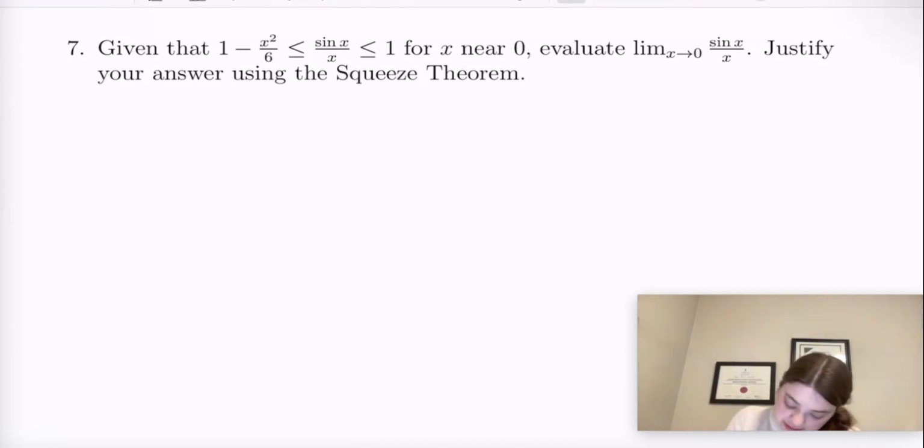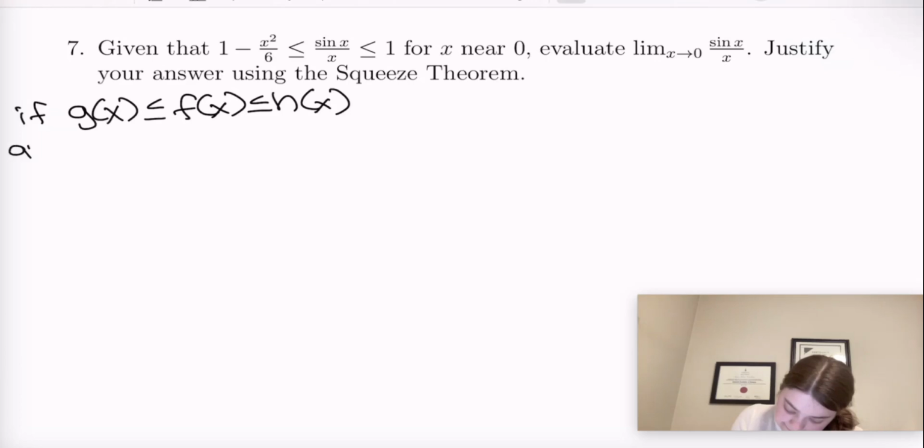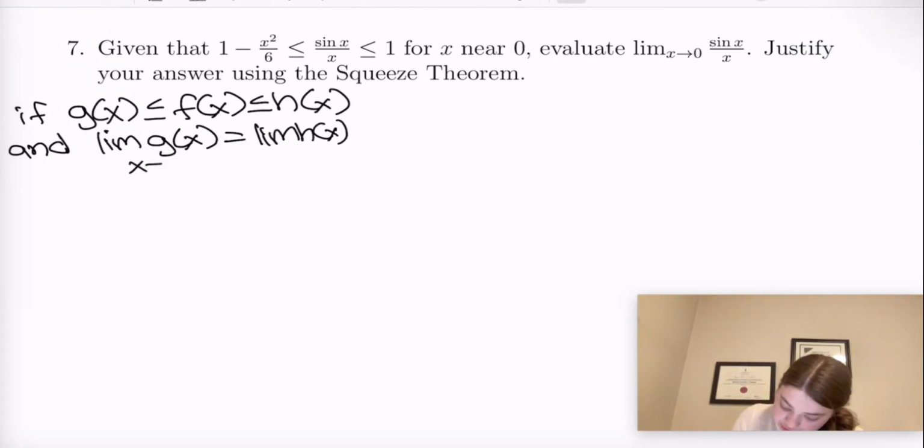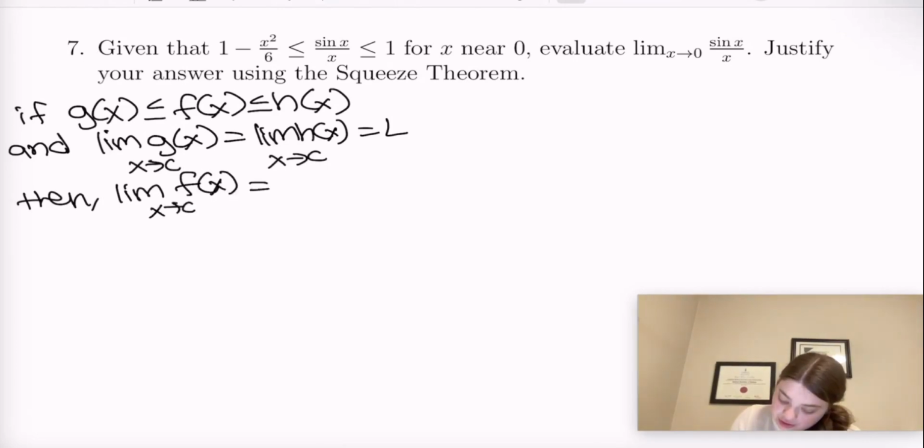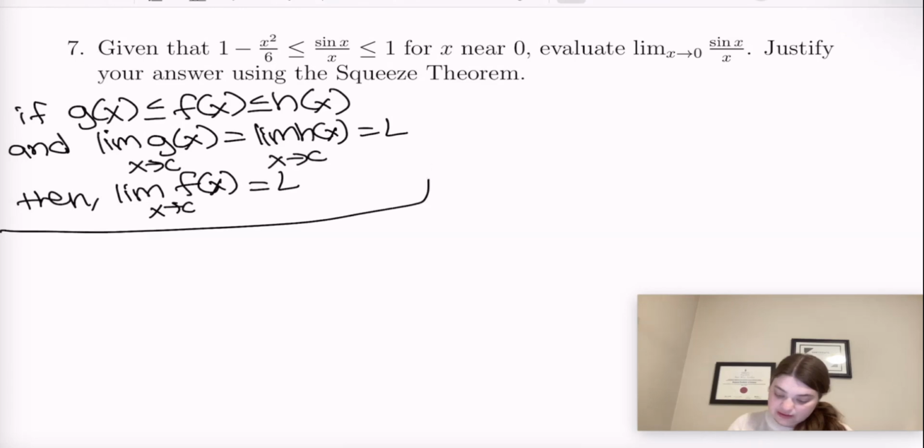So squeeze theorem states that if g of x is less than or equal to f of x, less than or equal to h of x, and the limit of g of x is equal to the limit of h of x as x approaches any c, which in this case will be 0, then that means that the limit of f of x as x approaches that c value also must be L. So given that this is our squeeze theorem, how can we use that for this?